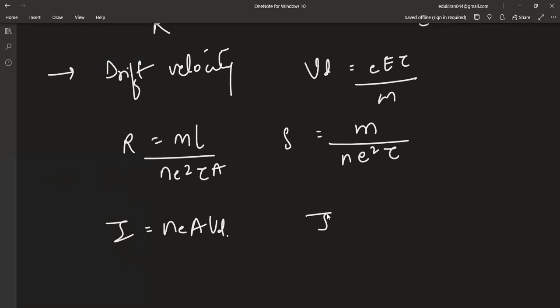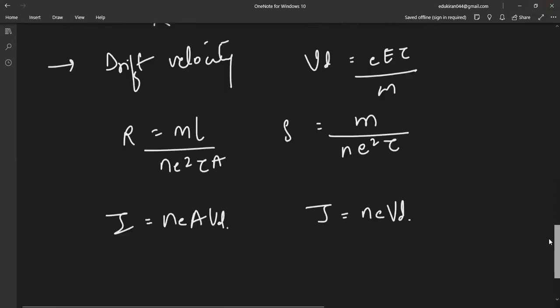If we're talking about current, we have to talk about current density as well. That is n e Vd only, because area will be cancelled, current per unit area. So these are the formulas in your lesson where drift velocity has been mentioned, right? Other form of Ohm's law we have, that question also comes in the exam.